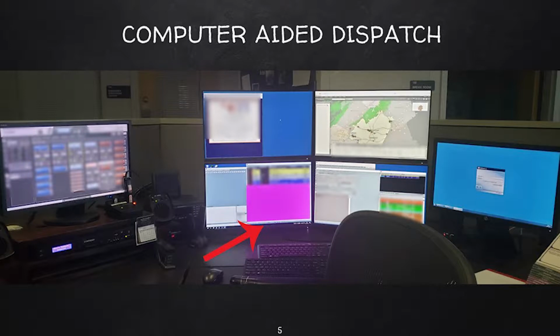This in the middle is the computer-aided dispatch computer. That has the software that the dispatchers use the most, that has the mapping system, the NCIC, VSIN, and all the criminal history stuff on it, and any outside applications that they have.